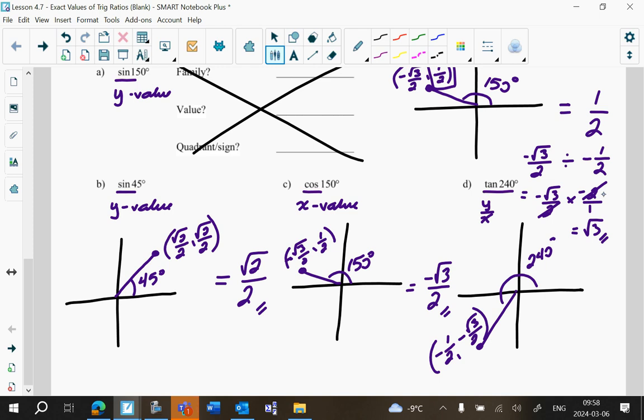No, you're confusing that with something else. It never changes the sign, not when you divide fractions. Okay? Okay. Let's keep going.